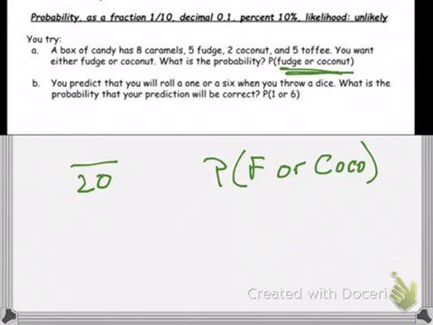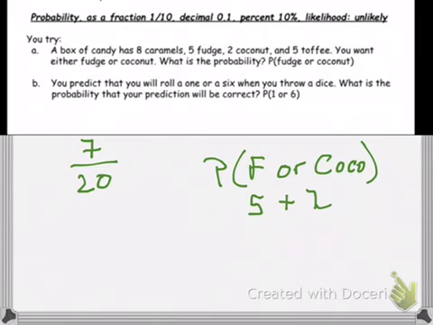So let's see, how many fudge are there? There's 5 fudge. And how many coconuts are there? There's 2. So we have a favorable outcome of 7 candies out of the 20. So your probability would be 7 out of 20.